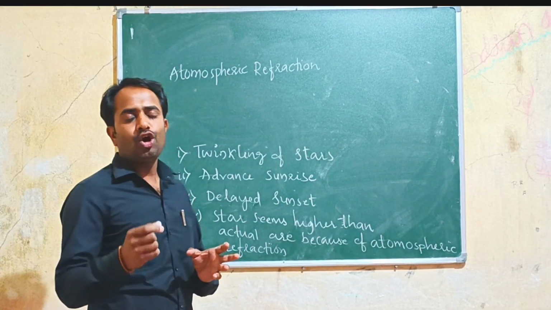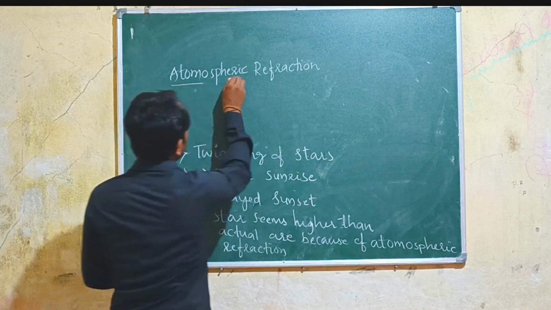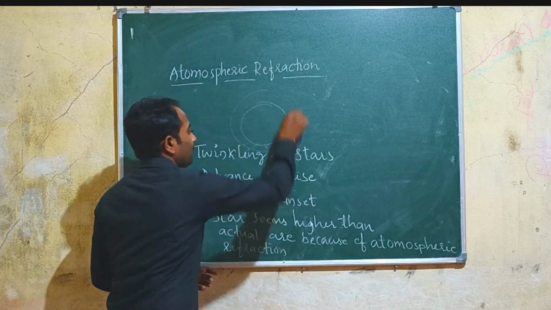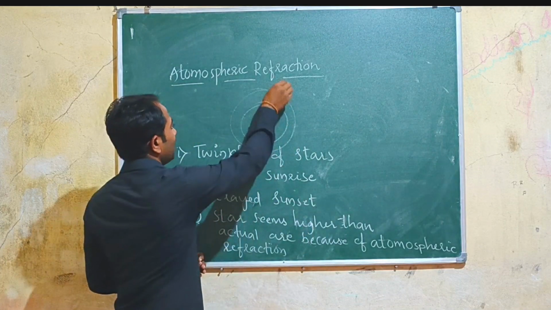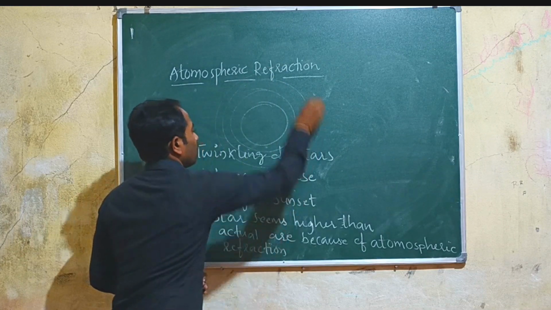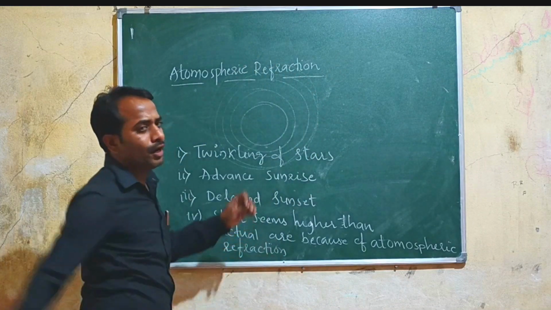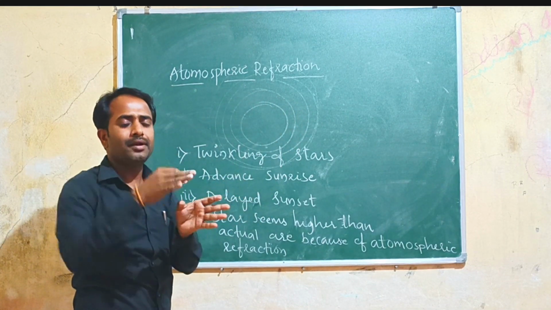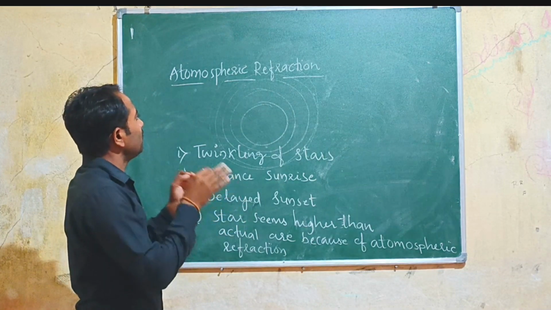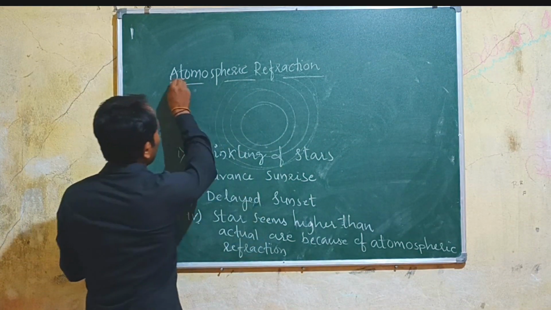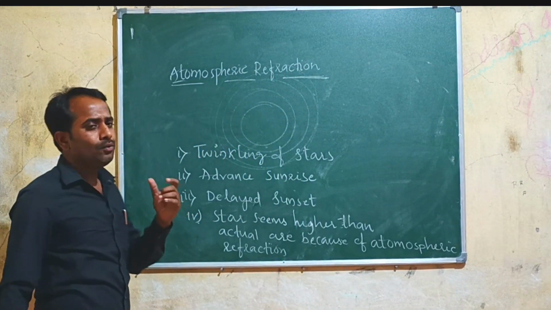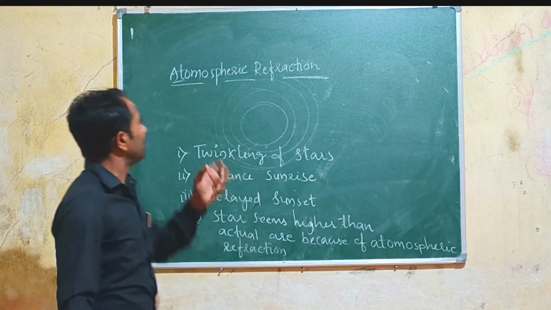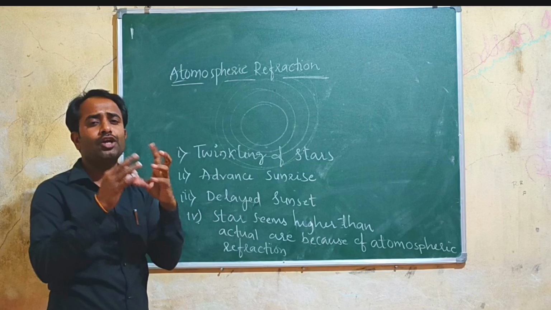The next nature of light is atmospheric refraction. The Earth has layers: the troposphere, stratosphere, ionosphere, and exosphere. Due to the layers present in the Earth's atmosphere, the light gets refracted. This phenomenon of light is called atmospheric refraction. Due to atmospheric refraction, the stars do not actually twinkle, but they appear to twinkle.